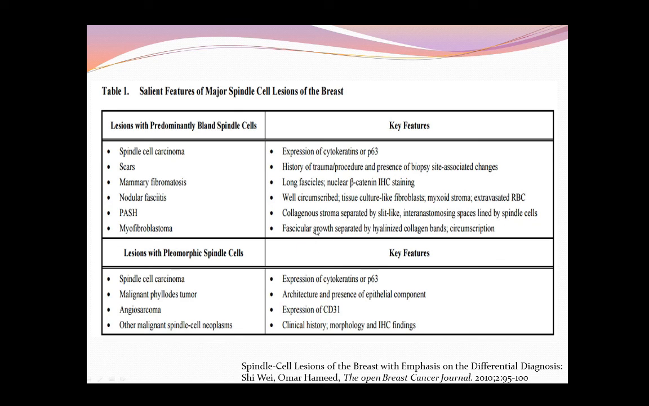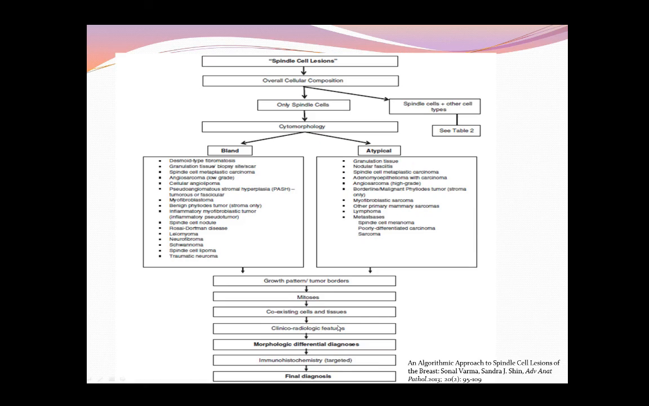Myofibroblastoma is a fascicular growth separated by hyalinized bands of collagen or ropey collagen, and they are circumscribed. Lesions with pleomorphic spindle cell morphology can be spindle cell carcinoma, which is high grade, with expression of cytokeratin and p63. Malignant phyllodes is recognized by the architecture and the presence of an epithelial component. Angiosarcoma expresses CD31. For other malignant spindle cell lesions, consider the clinical history, the morphology, and the immunohistochemical findings.